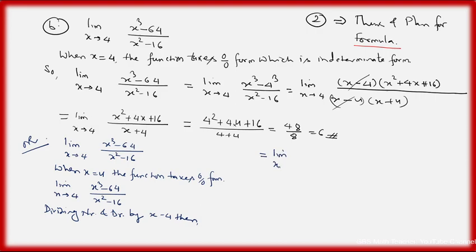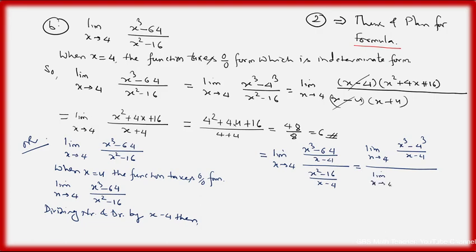limit x tends to 4, x cube minus 64 over x minus 4, whole over x square minus 16 by x minus 4. Let's separate it: limit x tends to 4, x cube minus 4 cube by x minus 4, whole over limit x tends to 4, x square minus 4 square by x minus 4.